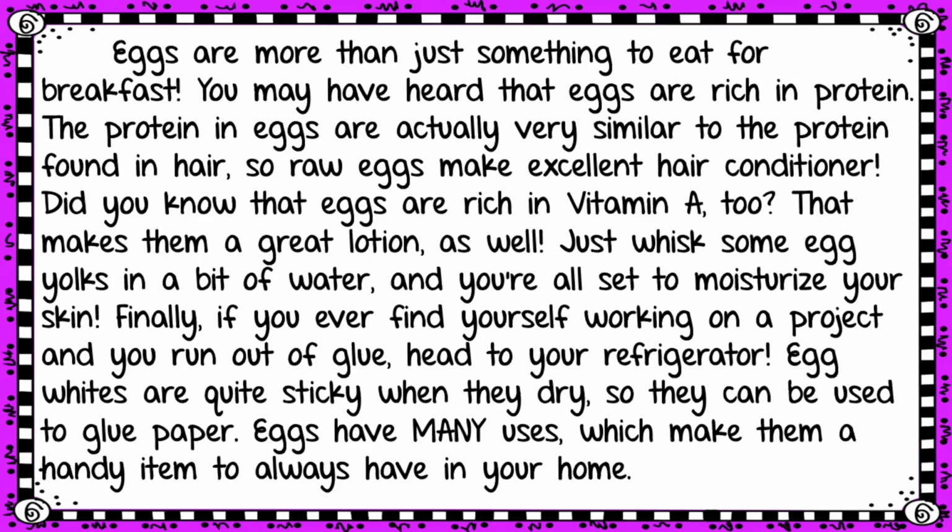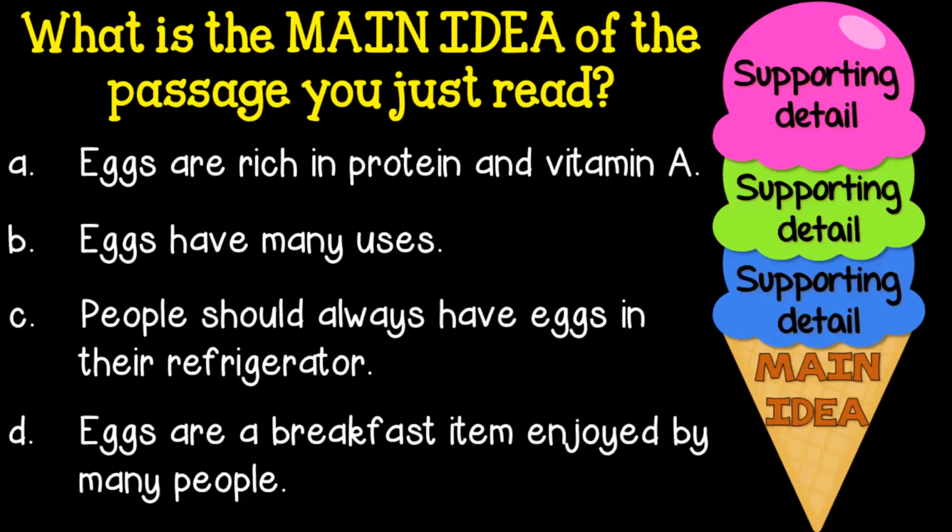Now we want to figure out, what is the main idea? What is the point of this article? What is the main idea of the passage you just read? We have A, B, C, and D. Let's go through all of them. Make sure that you're reading each option. You don't want to just pick one and then not read the rest. So A, eggs are rich in protein and vitamin A. B, eggs have many uses. C, people should always have eggs in their refrigerator. D, eggs are a breakfast item enjoyed by many people.